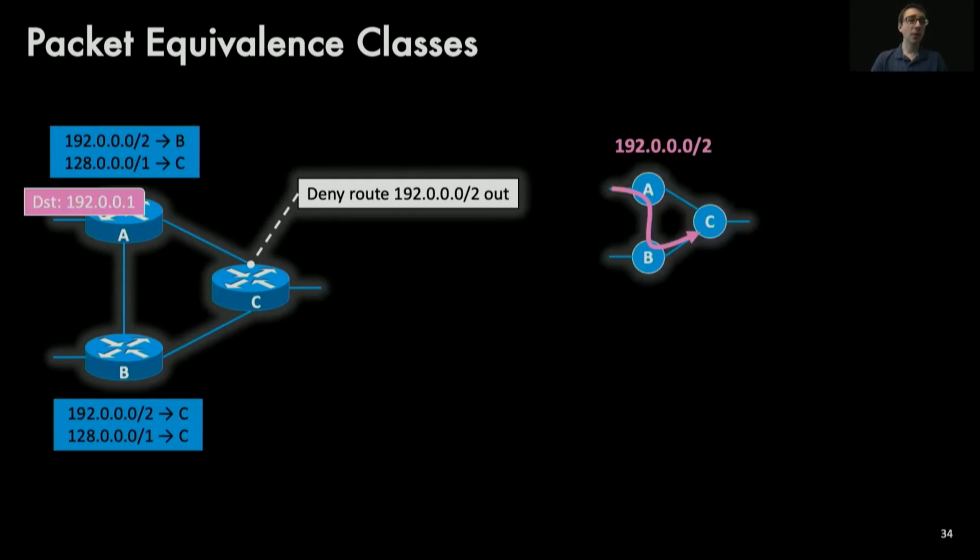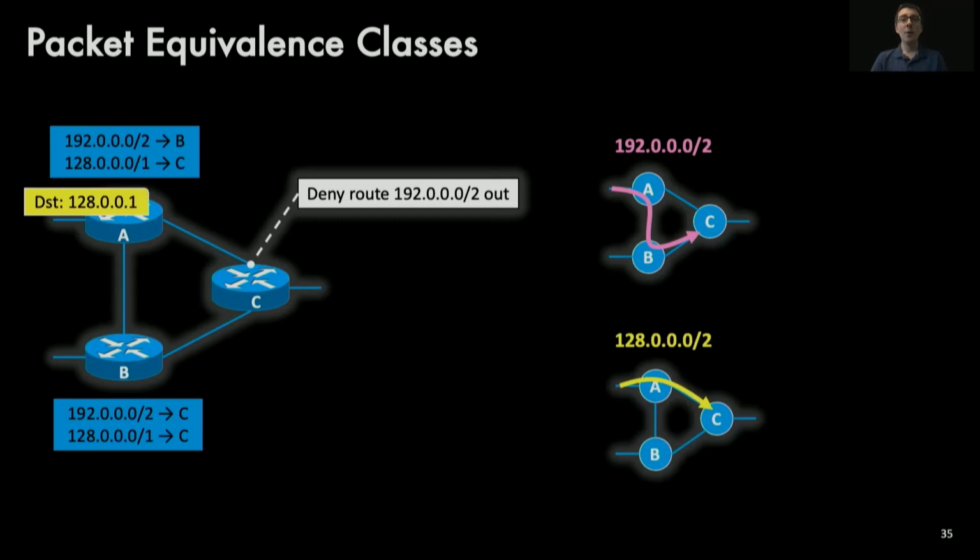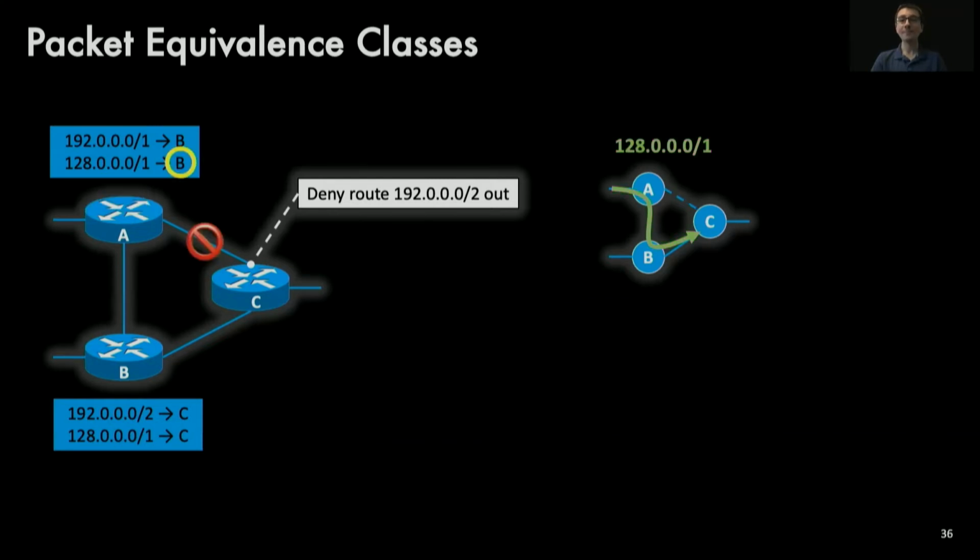And based on these forwarding rules, all packets arriving at A that are destined for any address within the 192/2 prefix will take the same path through the network. However, packets destined for addresses within the prefix 128/2 will follow a different forwarding path. Thus, the network has 2 packet equivalence classes for traffic arriving at router A, and analyzing one packet from each equivalence class is sufficient to characterize the network's behavior from router A to any destination within the 128/1 prefix.